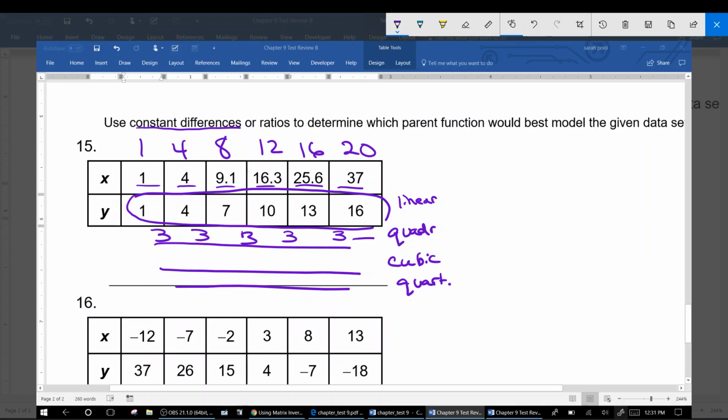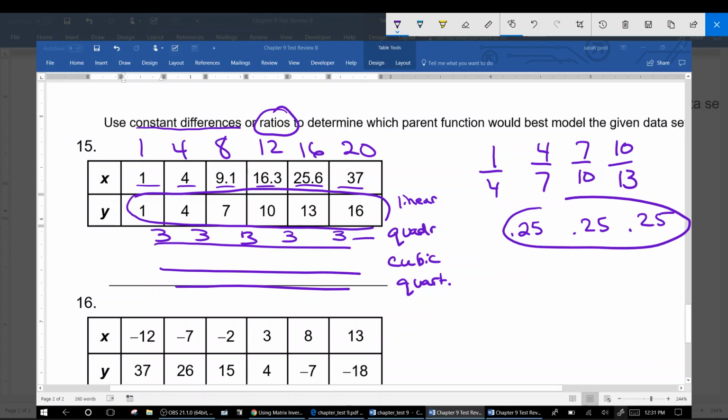Now, if you don't get to anything doing that, you can also try your ratios. So you try 16 over 13. Or actually, let's try them the other way around. We would say 1 over 4, 4 over 7, 7 over 10, 10 over 13. Okay, once we do that, if we get the same thing, say 0.25 every time, then we know that the ratios are constant, and if the ratios are constant, it's going to be exponential. That's going to be your best parent function to use.